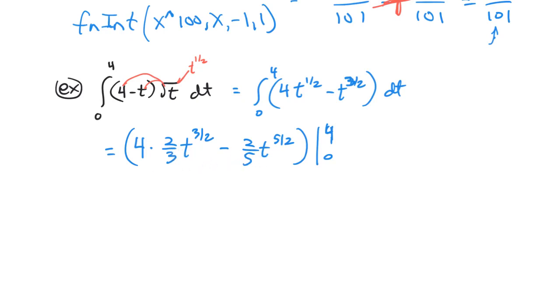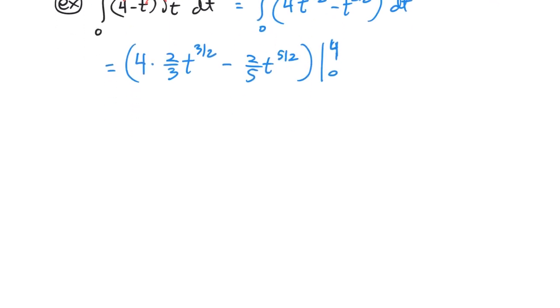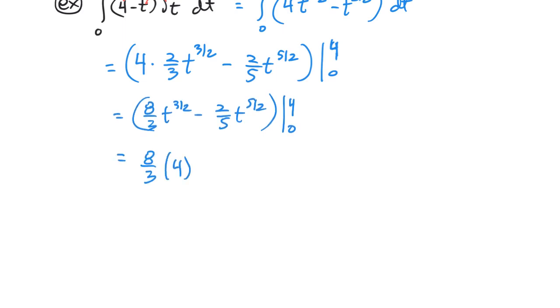But before we plug in the 4, let me move this up and clean it up a little bit. So this is really 8/3 t to the 3/2 minus 2/5 t to the 5/2 from 4 to 0. And I know you guys are going to want exact values, so you're not going to want to reach for the calculator yet, because we can do this. We can go 8/3 times 4 to the 3/2 minus 2/5 times 4 to the 5/2 minus, and when I plug in the 0, I'm just going to get a 0, right?